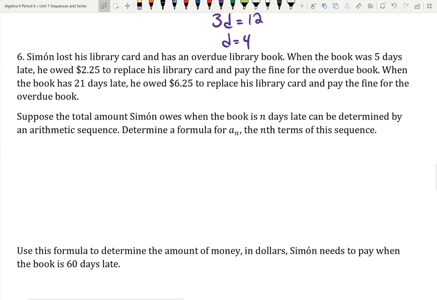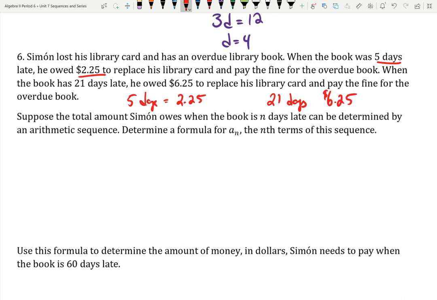Oh, Simone lost his library card. Oh no, and he has an overdue library book. When the book was 5 days late, he owed $2.25. That's not $22.50, which would be very expensive to replace his library card and pay the fine. When the book was 21 days late, no, Simone, you got to find that book, bud. It jumped up to $6.25.